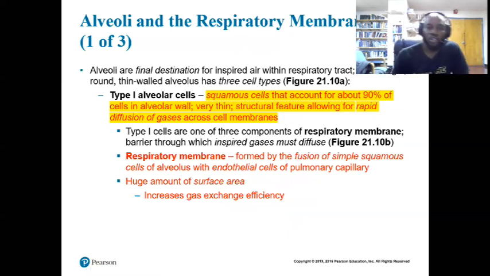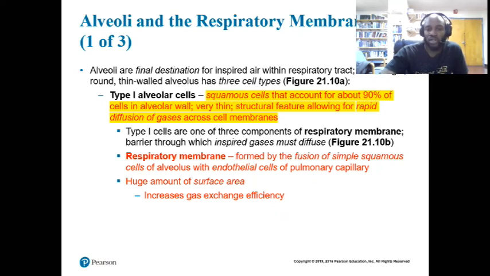All right, so the alveoli are the final destination for your inspired air. The thin-walled alveolus has three cell types. We have squamous cells, type 1 alveolar cells, which account for about 90% of the cells in the alveolar wall. Squamous means flat, very thin, because we want the transfer of oxygen and carbon dioxide across that surface to be quick. That's the whole point, really the main purpose of the respiratory system.